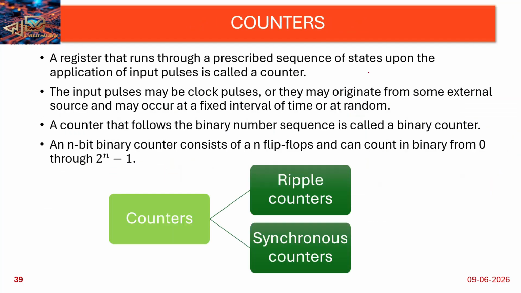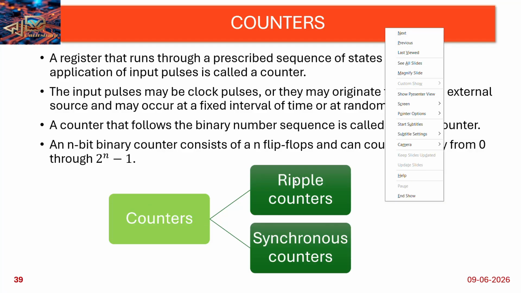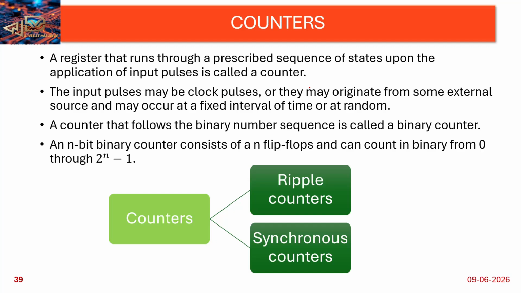Okay, next, counters. What is the use of counters here? Suppose I want to count some clock pulses. How many clock pulses are required? How many clock pulses does it take to complete one transaction? That count I want to maintain. For that, we are using the counters here. Registers that run through a prescribed sequence of states, depending upon the application, with input pulses, are called counters.